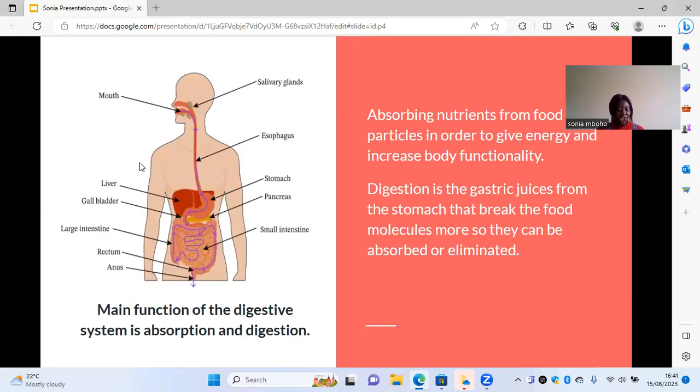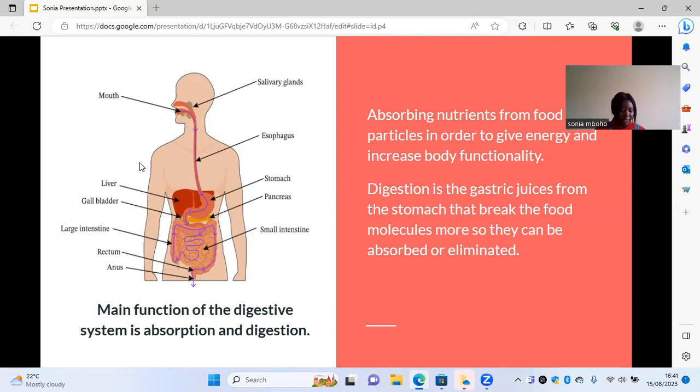The main function of the digestive system is absorbing nutrients from food particles in order to give energy and increase body functionality. And digestion is where the gastric juices from the stomach break the food molecules down so they can be absorbed and eliminated.